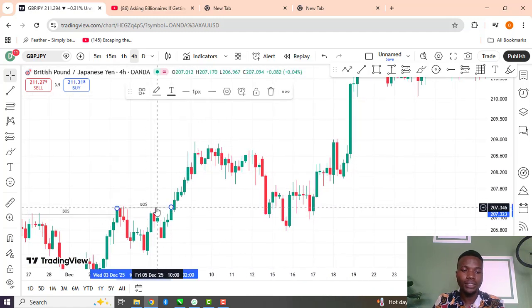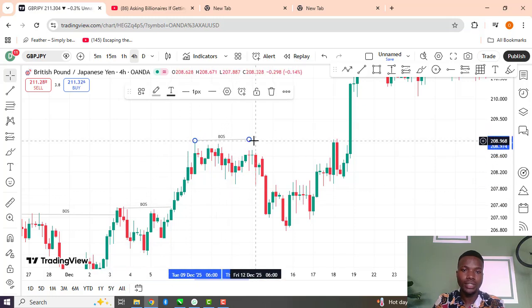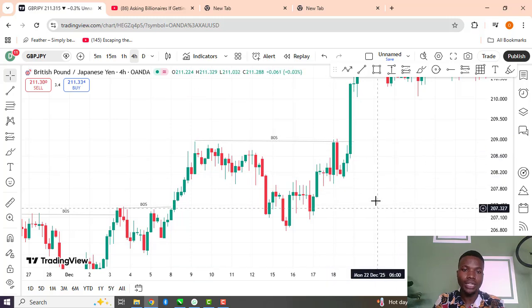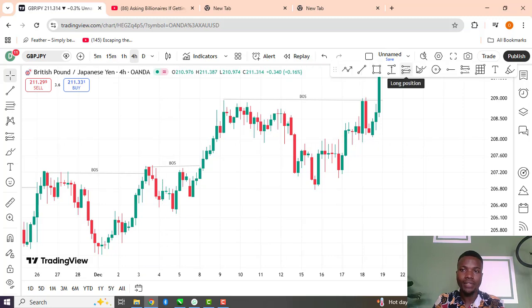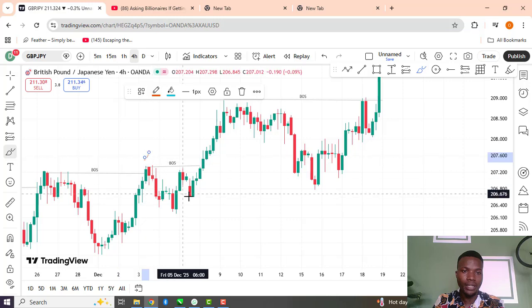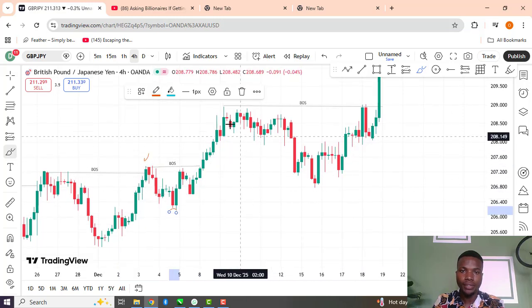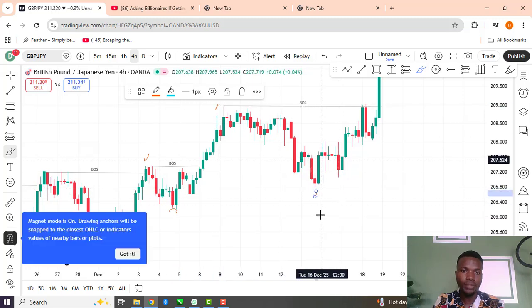Then where is our next break of structure? Our next break of structure is here. Okay, our next break of structure is this zone. So can you see that? It means that after we have higher highs right here, after we have higher high right here, we have higher low. Then we also have the next higher high right here. Then this is higher low.